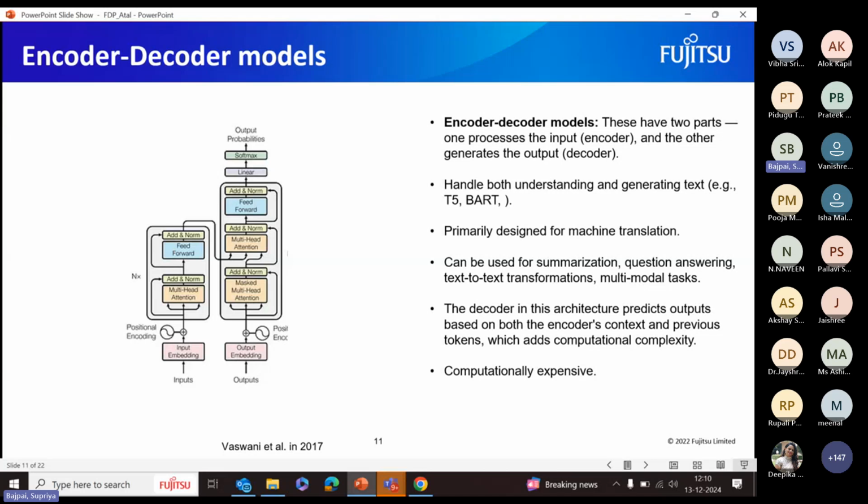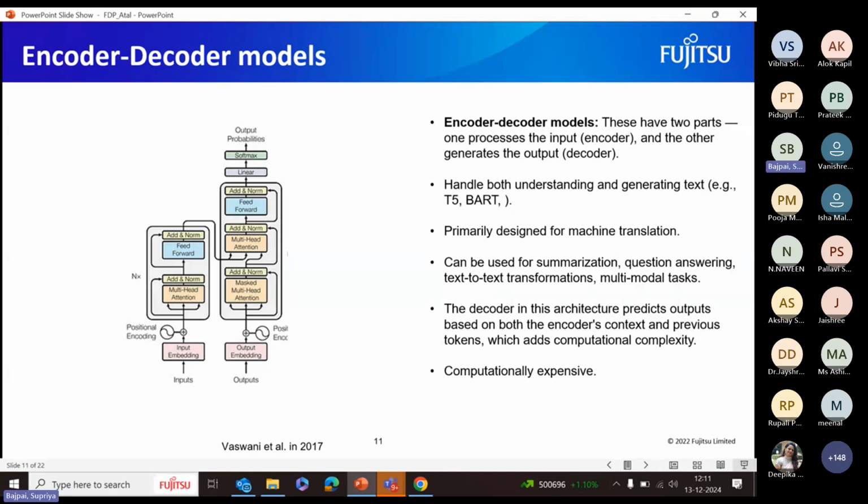Now a few models are encoder decoder based models. These models are good at understanding as well as generating text. For example, T5 and BART can both understand and generate text. These have two parts, encoder and decoder. These encoder decoder based models were primarily designed for the machine translation task, but they can be used for summarization, question answering, text to text transformation, and other multimodal tasks.